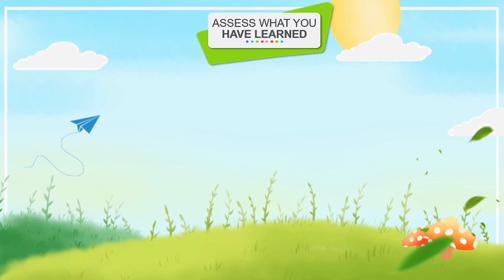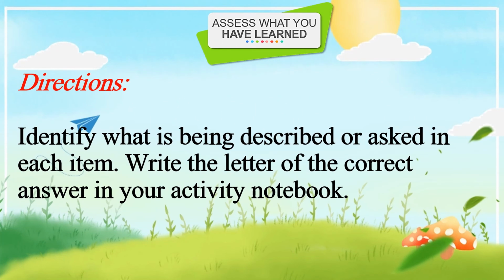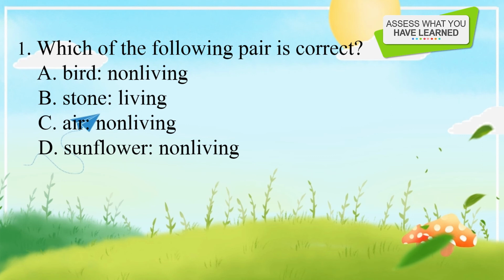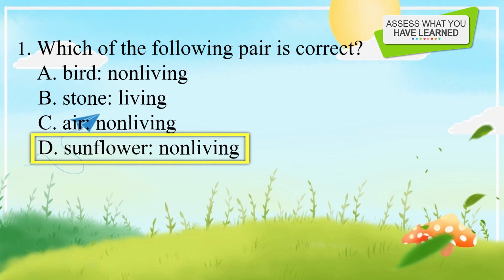To assess how far you've learned from this lesson, answer the next 10 questions. Directions. Identify what is being described or asked in each item. Write the letter of the correct answer in your activity notebook. Number 1. Which of the following pair is correct? A. Bird, non-living. B. Stone, living. C. Air, non-living. D. Sunflower, non-living.